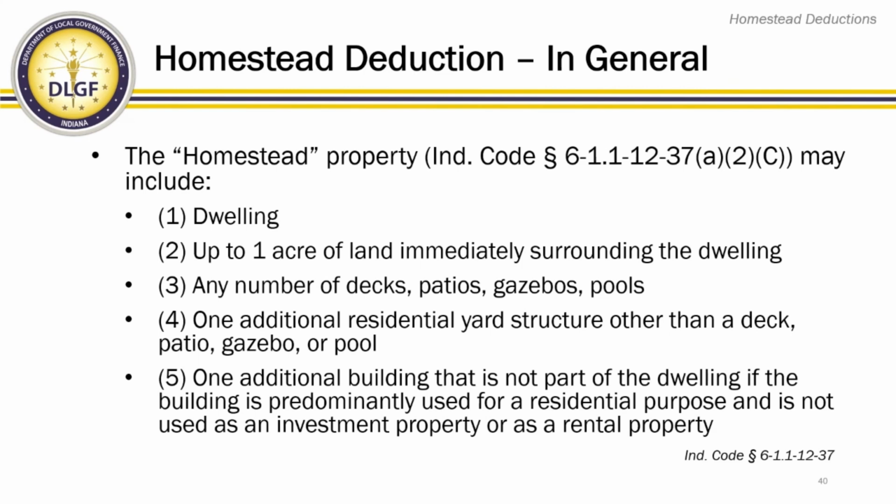In addition to having additional structures or types that were considered to be part of the homestead, there is a distinction in the language of the code as it currently reads: these additional structures, the yard structures, the decks, the patios, gazebos, pools, or additional building, do not have to be located within the 1 acre of land that is immediately surrounding the dwelling. They can be anywhere on the parcel as long as they meet the qualifications as they are defined in statute.